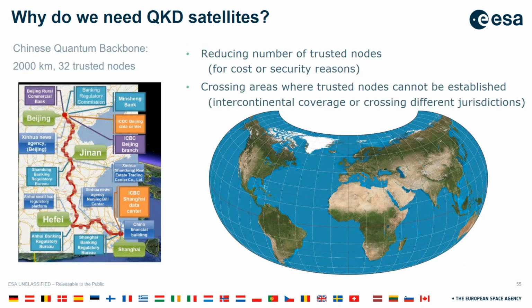So why do we even need QKD satellites? Well, for example, China's built what's called a trusted node network over 2,000 kilometers with 32 trusted nodes. That's 32 man-in-the-middle attacks for the network. Whereas if we did a space link instead of the fiber link of the Chinese, we could probably reduce the number of trusted nodes and also jump over areas where we can't actually run fiber across.